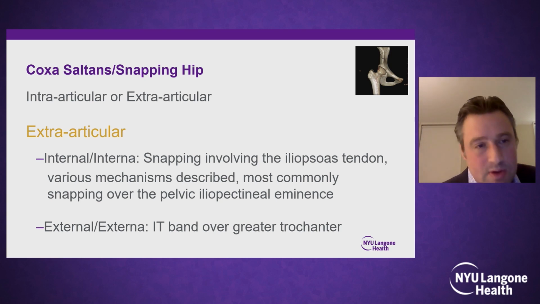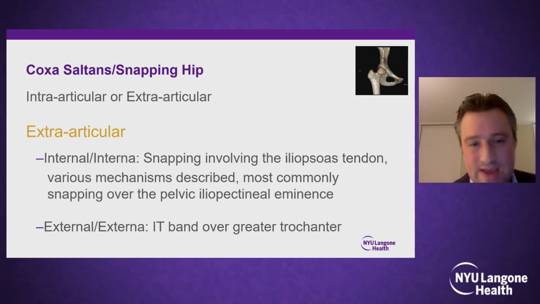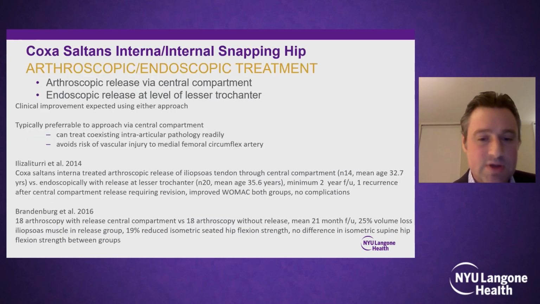So snapping hip, coxa saltans interna, externa. With the extra-articular versions of snapping hip, you're dealing with internal snapping hip, which is the iliopsoas tendon, and external, which is the IT band. So with interna, it's the iliopsoas tendon. It's commonly described as snapping over the iliopectineal eminence, although there's some debate about that. There's some different mechanisms described. And then the IT band snapping over the greater trochanter is described as externa, coxa saltans externa.